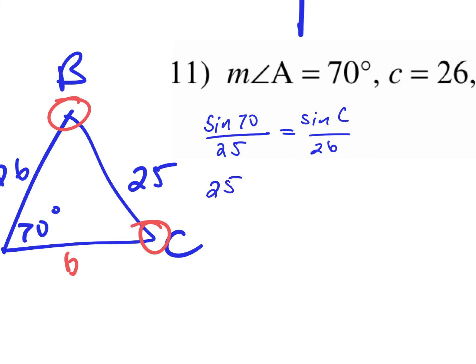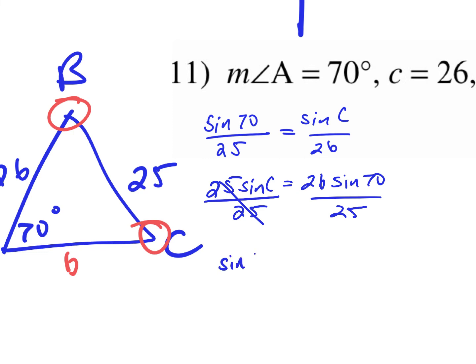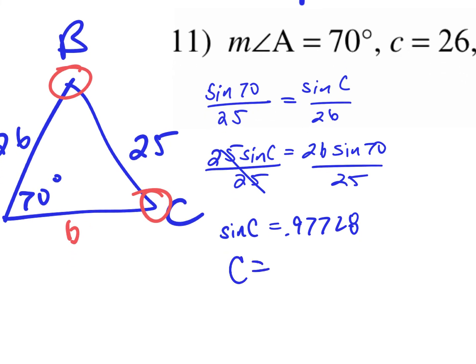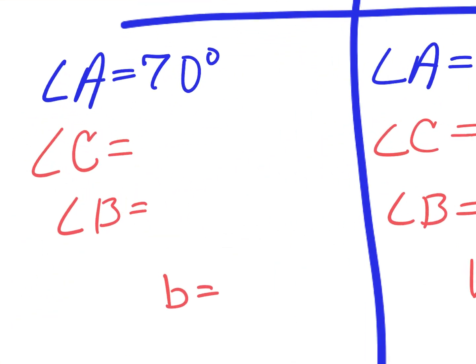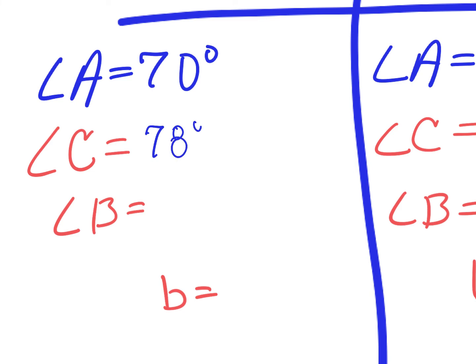Cross multiply. So 25 times the sine of C equals 26 times the sine of 70. Divide both sides by 25. And I get the sine of C equals 0.97728. Now hit second sine, second answer, and you get that angle C, rounded to the nearest whole number, is 78 degrees. So in this triangle, C is 78 degrees.